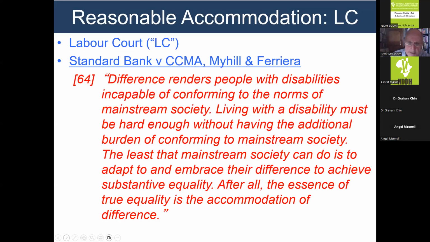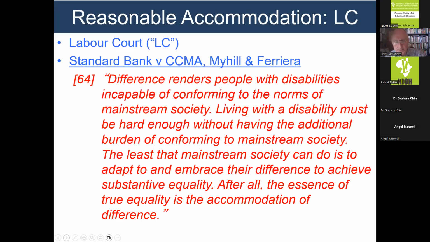And she says that living with a disability may be hard enough without having the additional burden of conforming to mainstream society. So that's the duty of a medical practitioner, to help employers help themselves, to find reasonable accommodations which will assist the employer and guide the employer to reasonably accommodate people they don't understand. And in this case, people living with cognitive impairments and mental illnesses that result from long-term COVID.